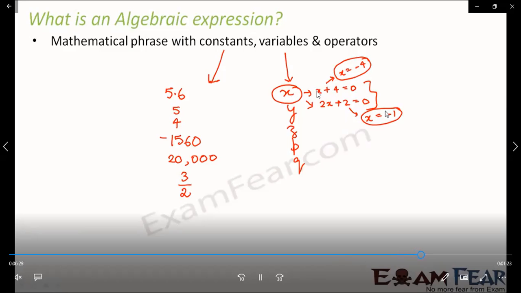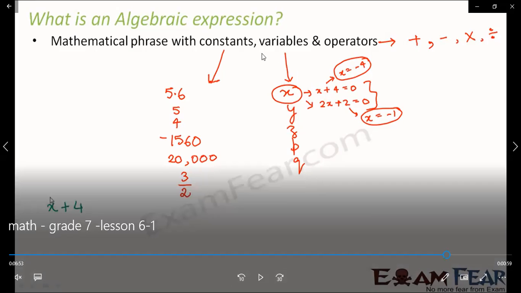Which number are we going to substitute to make the equation equal 0? In this case, 2x plus 2 equals 0. So we will think about which number we will substitute to have the result equal 0. Operates, these are the four main operations: add, subtract, multiply, or divide. Then again, think about what are the main three words when we are studying algebraic expressions.